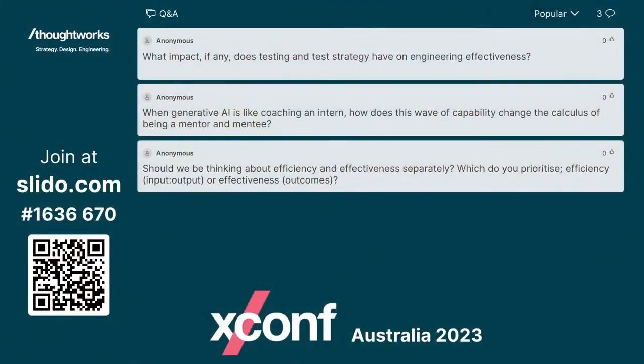And I think we've got time for one more question. And I like this one that the audience has put in. Should we be thinking about efficiency and effectiveness together or separately? What do you prioritize? Efficiency, so input and output, or effectiveness, or outcome? What do you think?